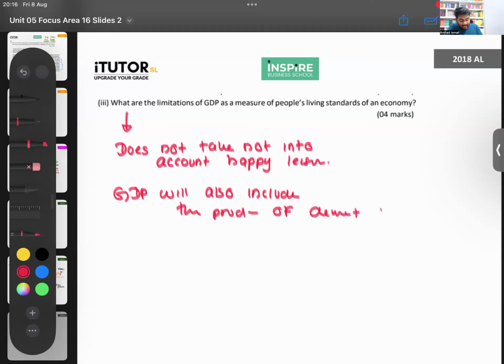Then, does GDP take into account your environment? Yes, military spending, because sometimes you're in a war, right?